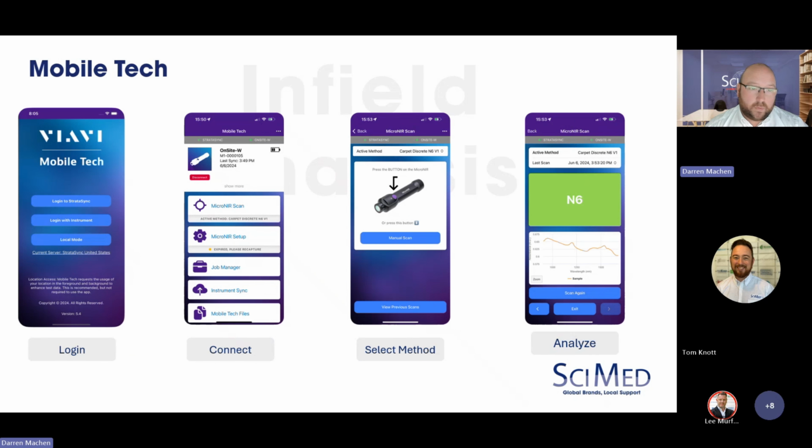So again, very simple. You log in, you connect to your device, you select the method that you want to use. This one just happens to be carpets because there are people doing carpet recycling out there, and it's a very, very quick way of scanning the material and giving you a pass-fail, a quantitative model, a qualitative model. It can all be tailored to the business needs.